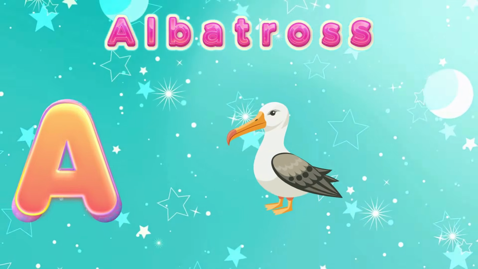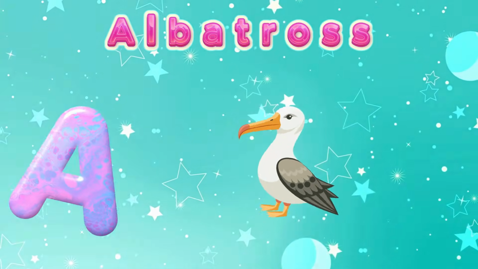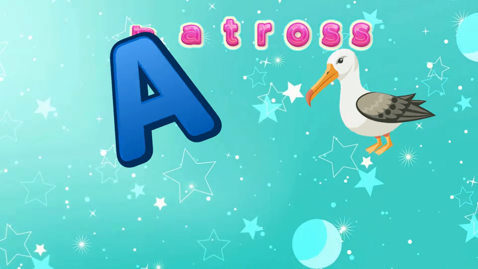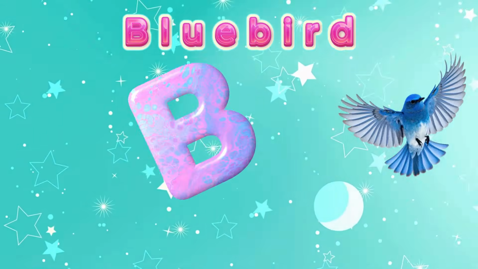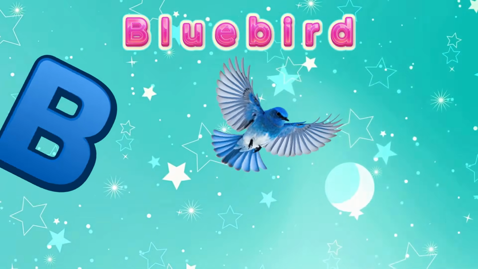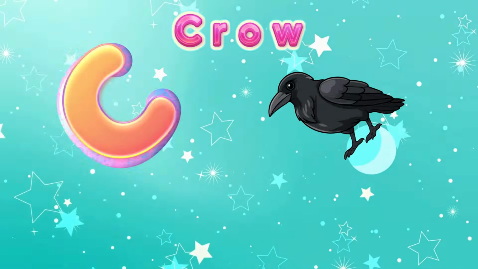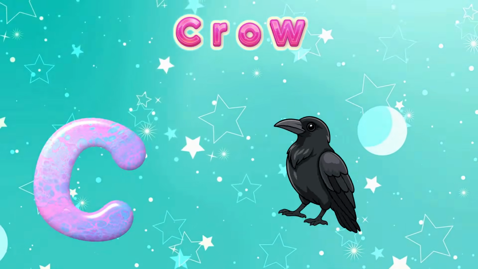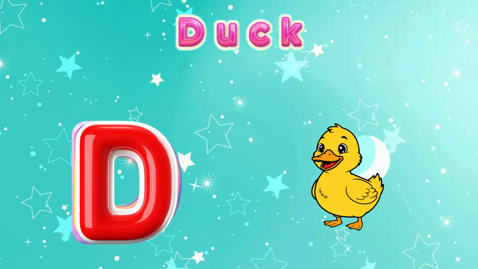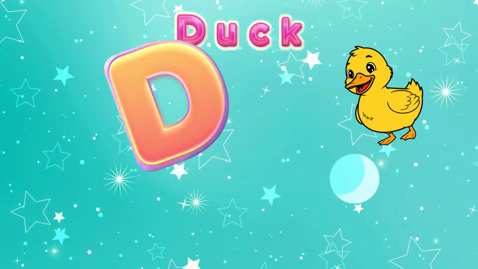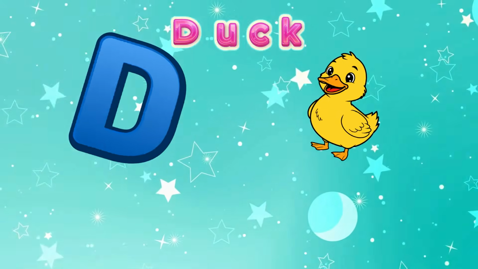A is for albatross. Albatross. A is for albatross. B is for bluebird. Bluebird. B is for bluebird. C is for crow. Crow. C is for crow. D is for duck. Duck. D is for duck.